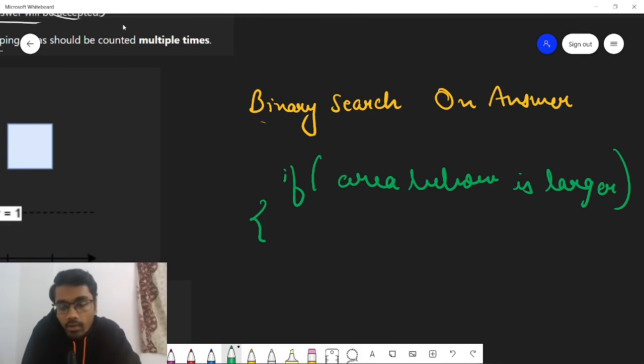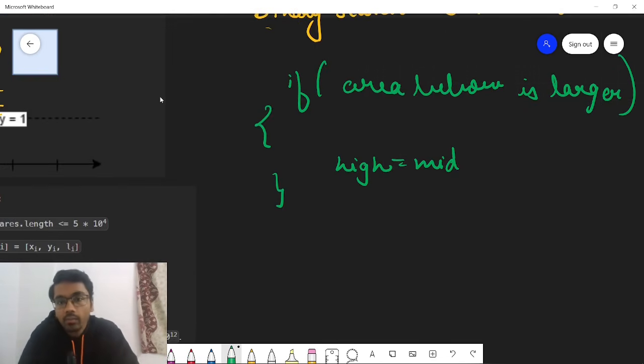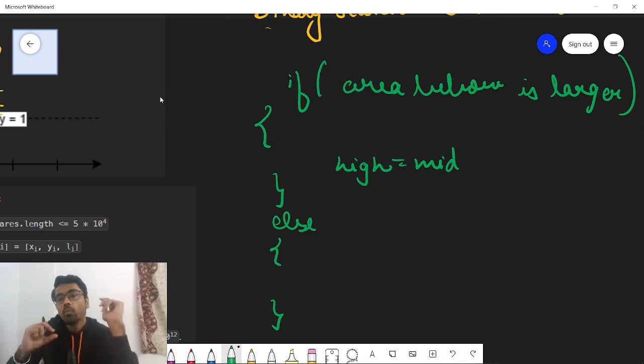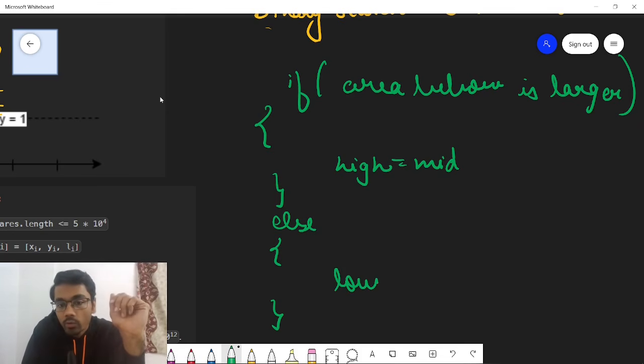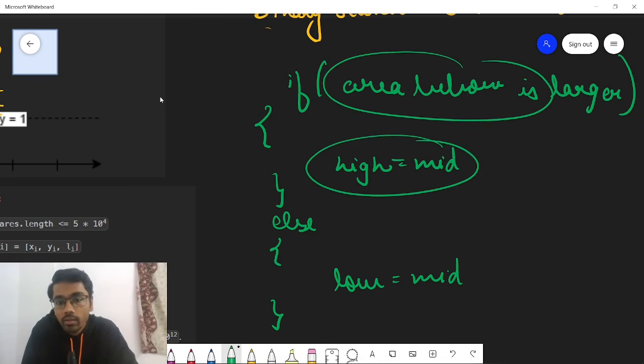So in this case we will say our high should be coming to the mid value, because that's when our mid value will become lower. So our high value should be equal to mid value. Otherwise, if the above area is larger than the below area, we need to move our mid pointer above. We need to shift our mid line to a greater value. So in that case we can say our low should be coming to mid value, because that is when our mid value will go upwards. So with these conditions we can move our binary search pointers.